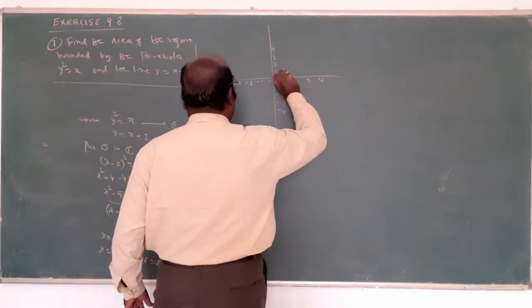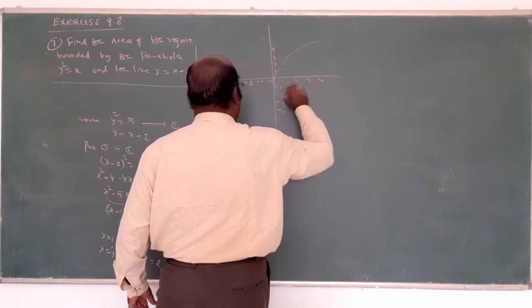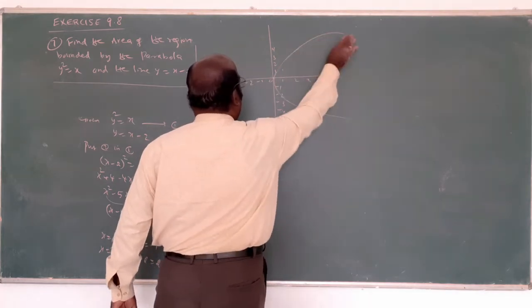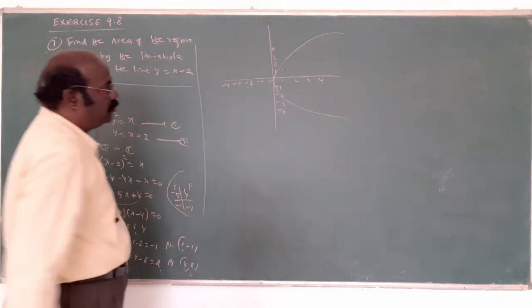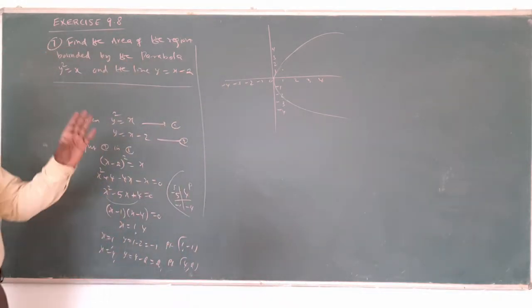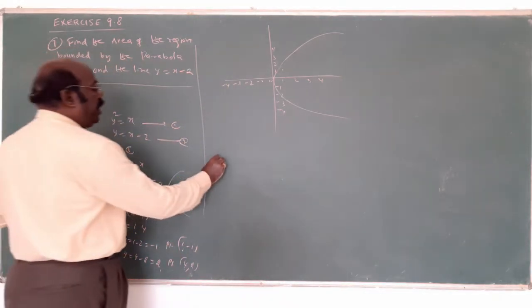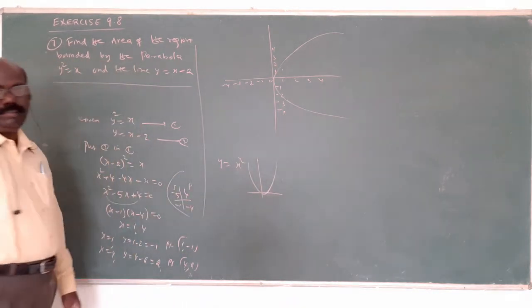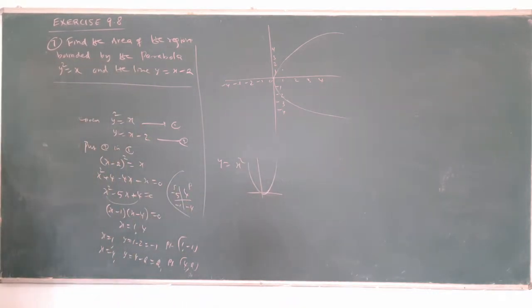Automatically, this is a parabola. This is called an open right parabola. Y equal to x square, this is an open upward parabola. Okay? This is very important.